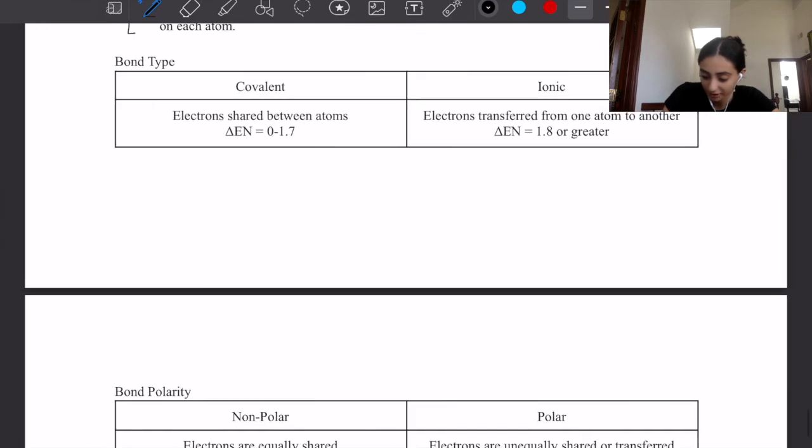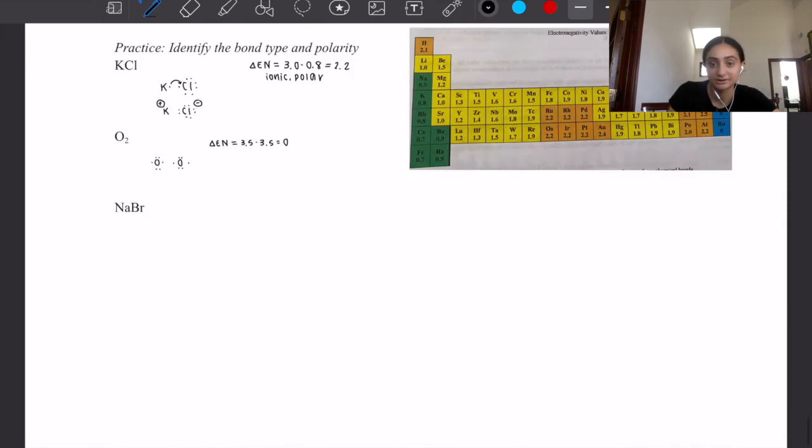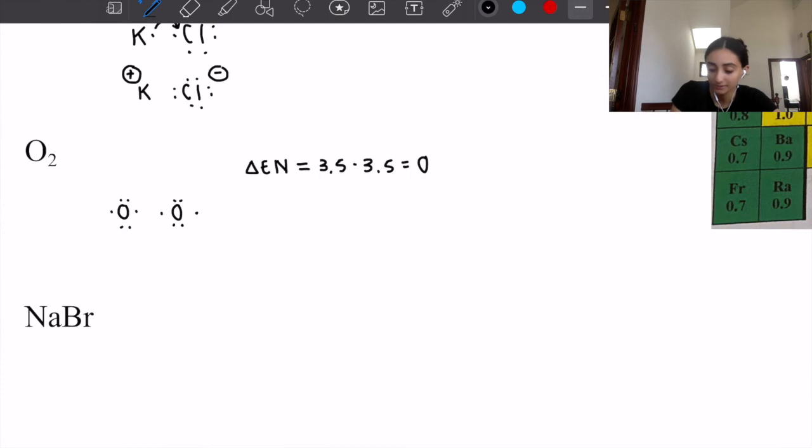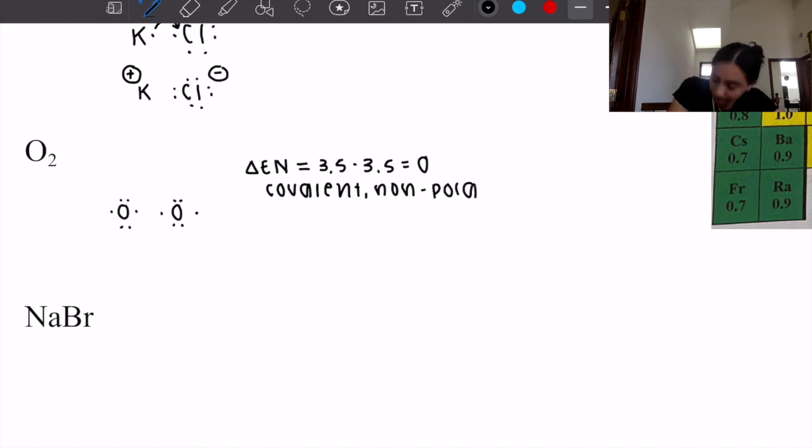So let's look at our chart again. If the change in electronegativity is between 0 and 1.7, it is covalent. And if it's between 0 and 0.4, it is nonpolar. So we know that this bond is going to be covalent and nonpolar. With covalent nonpolar bonds, we know that electrons are shared, but not only that, they are equally shared.